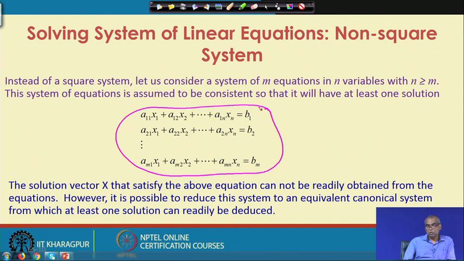Now, we are talking about a situation where you have n variables and m equations, and let us consider n is greater than m. So, now let us see how we obtain the canonical form for such systems, so that one solution can be obtained.